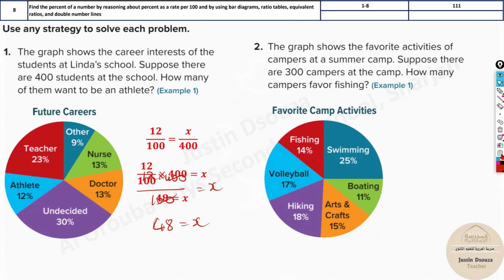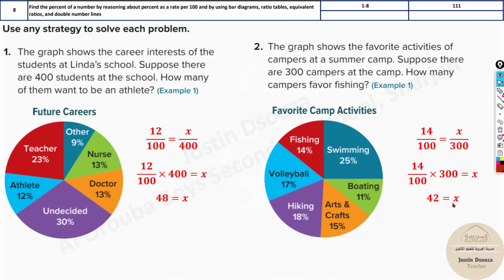The same concept is applied elsewhere. See, this is the answer. Over here also, there are 300 campers, but how many campers favor fishing? Out of 100, it's 14 by 100, right? Percent means per 100. 14 by 100 equated to x by 300. Solve it, and you will get the answer.